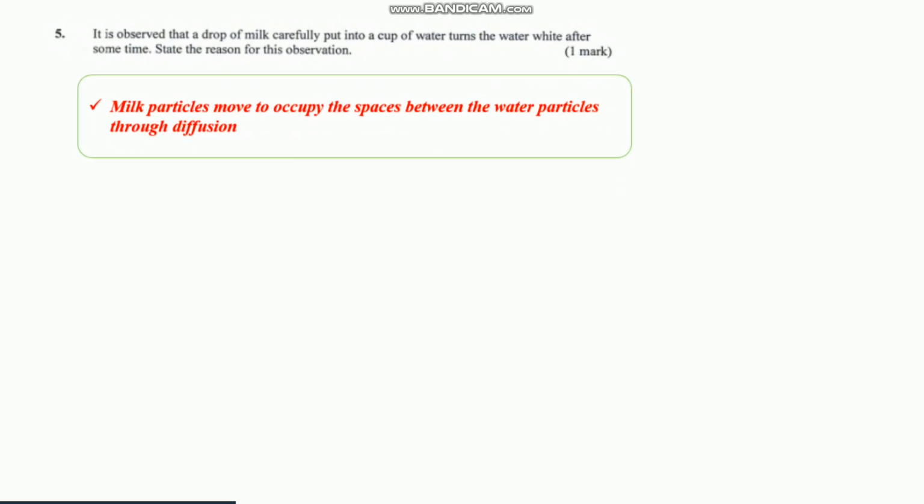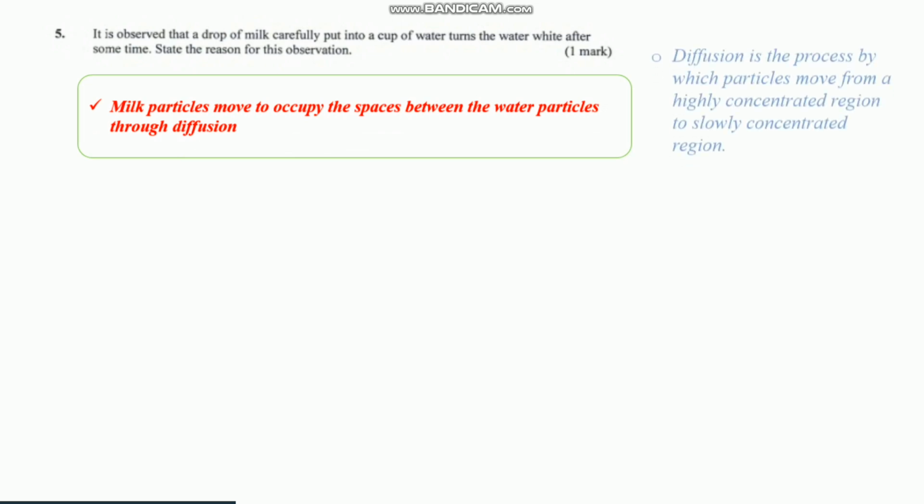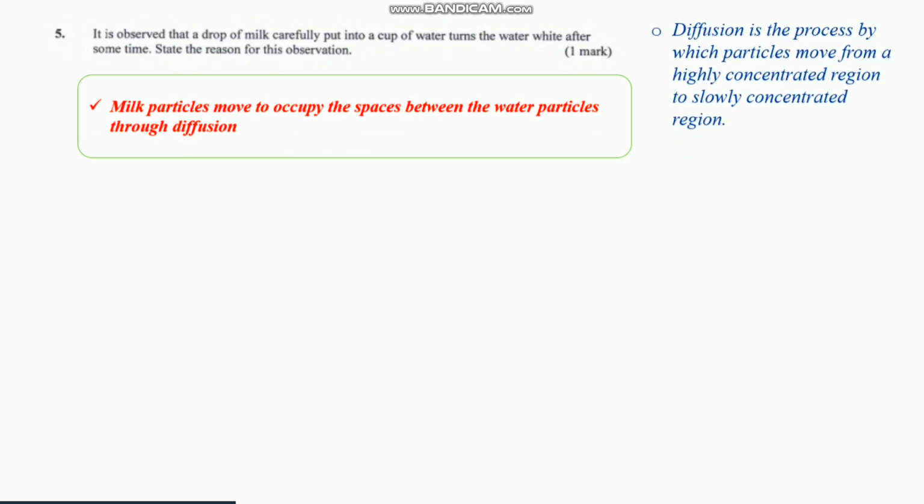So milk particles move to occupy the spaces between the water particles through diffusion. Diffusion is the process by which particles move from a higher concentrated region to a lower concentrated region. There is an error here, it should read: to a lower concentrated region. So this process is responsible for milk particles spreading throughout water in the cup.